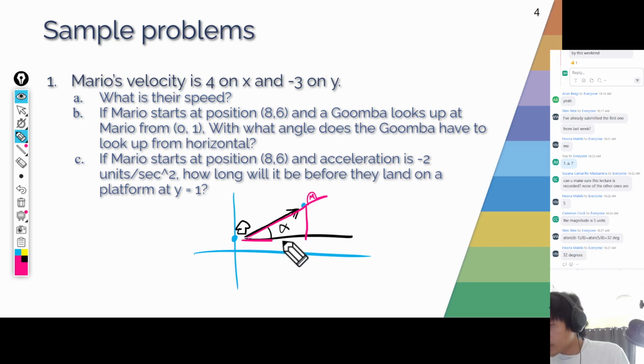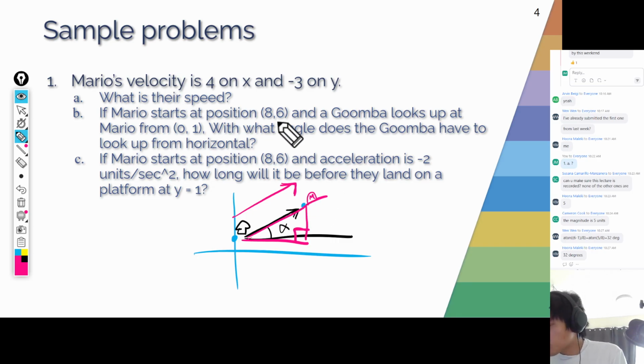We have a triangle here where this is a right angle, that's 90 degrees because x and y are orthogonal, okay? And then this right here is the angle we care about. So what do we have here? How do we get this triangle? Well, we have these two positions. We can get a vector between them, right? So we can get this vector right here. So what is the vector at which the Goomba has to look up at to Mario.